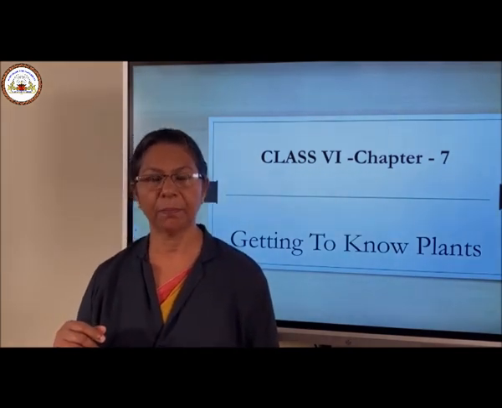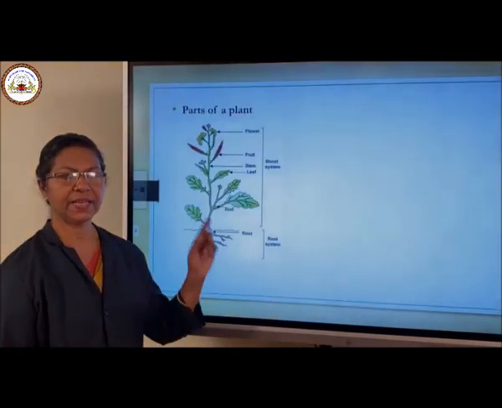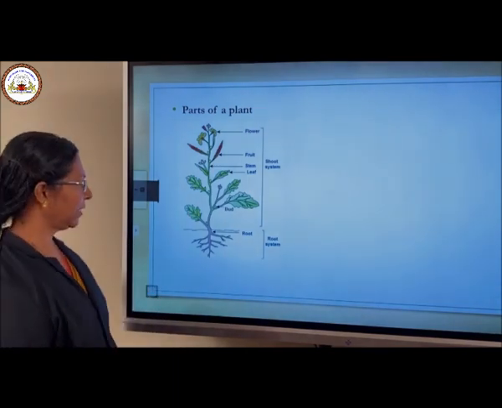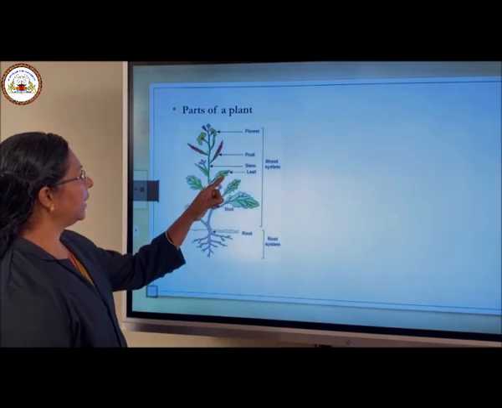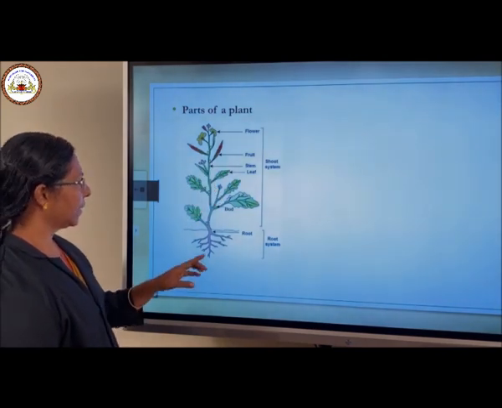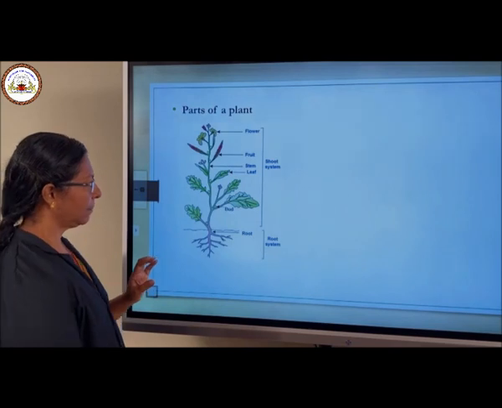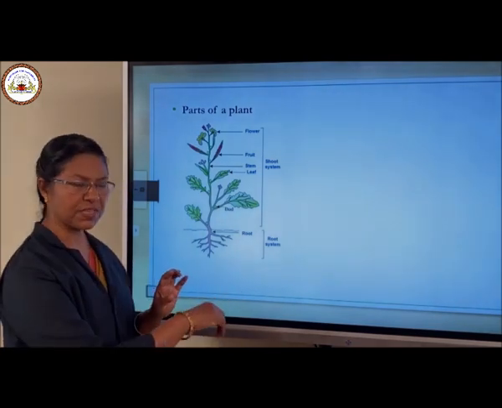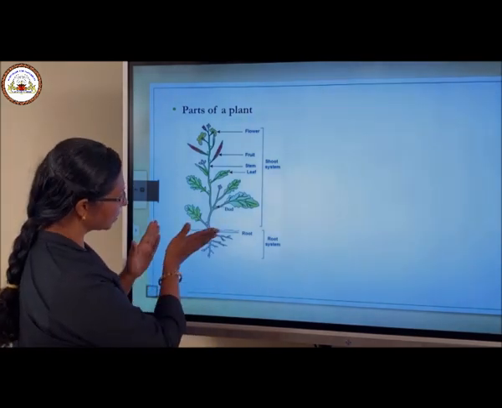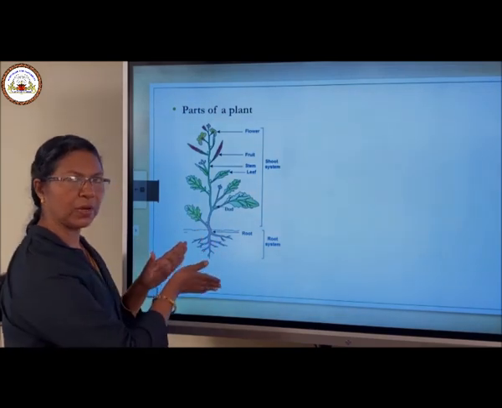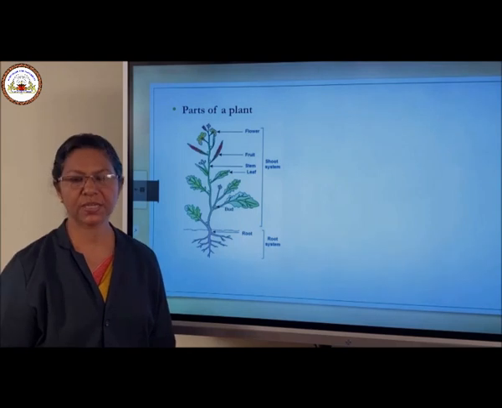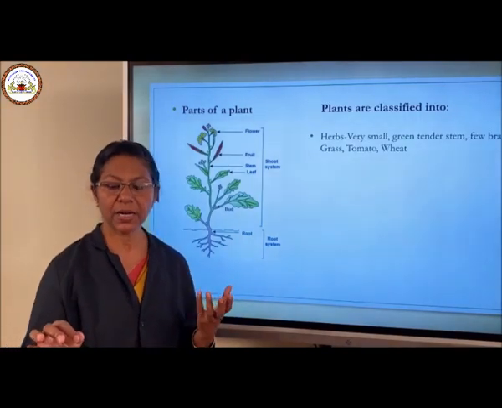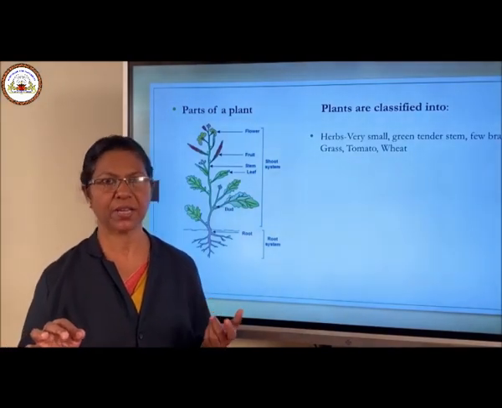Then what are the parts of a plant? We can see the parts of a plant. Here we can see root, bud, stem, leaf, fruit, flowers. These are the different parts of a plant. The root comprises the root system, and the roots are present below the soil. Above the soil we can see all the other parts, that is known as shoot system. We can classify the plants into herbs, shrubs and trees.